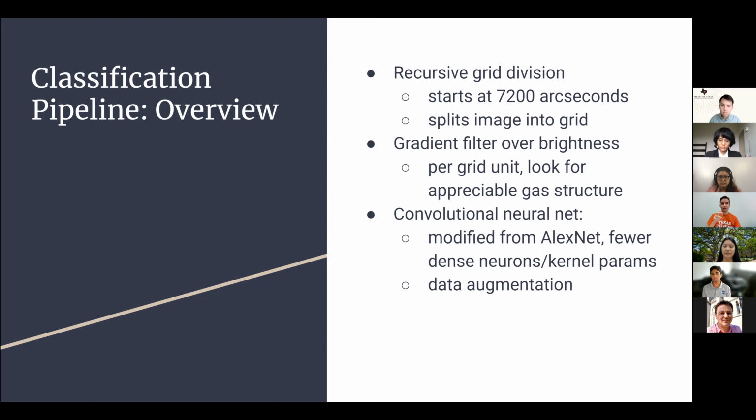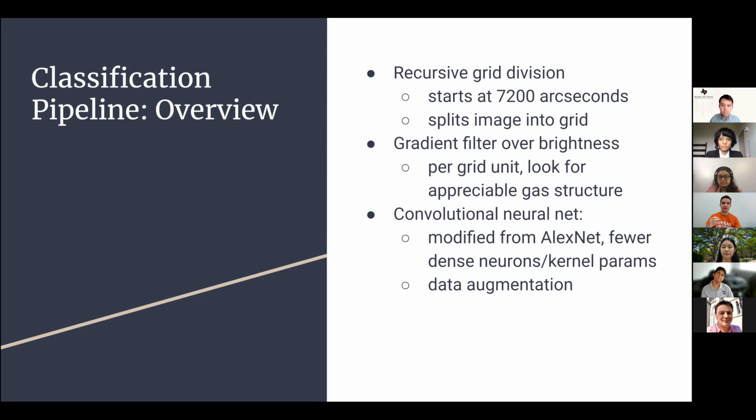The gradient filter is a quick way of determining whether or not an image is a good candidate for an H2 region or a galaxy, and throws it out if it's noise or just a random image, and keeps the interesting ones for further computation. The next step would be to feed it through the convolutional neural net, which is a bit more nuanced than the gradient filter, and determines with a higher accuracy whether or not we have an H2 region on our hands.